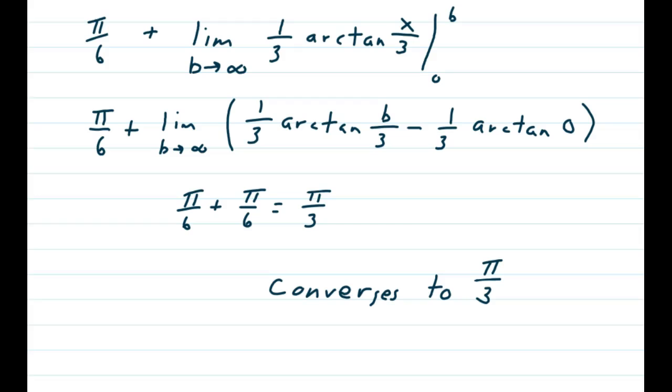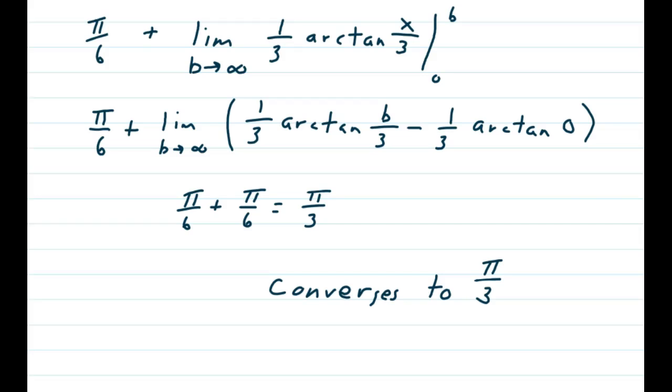Tackling the second integral, again we had pi over 6 from the first one. We have the limit as b approaches positive infinity of 1/3 arctan of x over 3. Plugging in our b and 0, we have limit as b approaches infinity of 1/3 arctan of b over 3 minus 1/3 arctan of 0, which again is going to be 0.